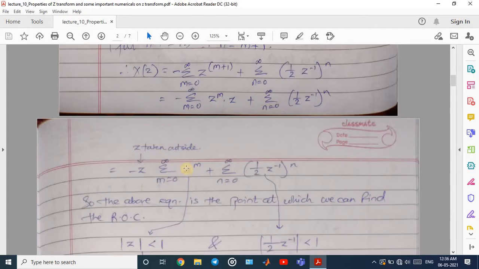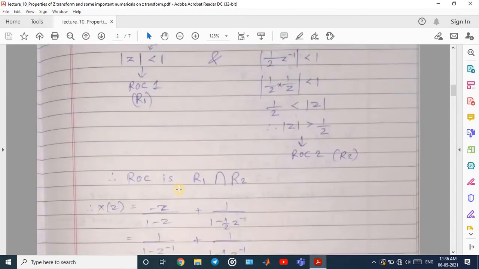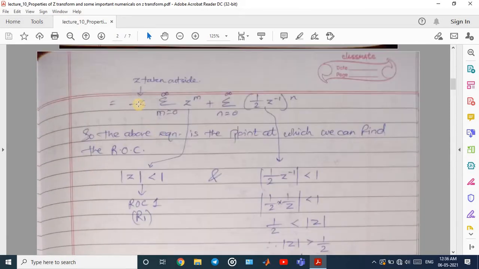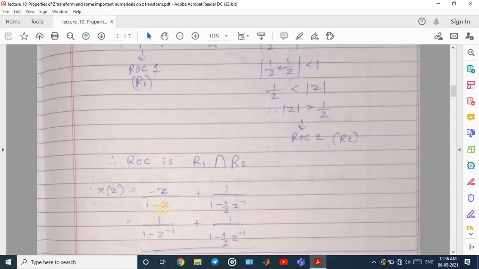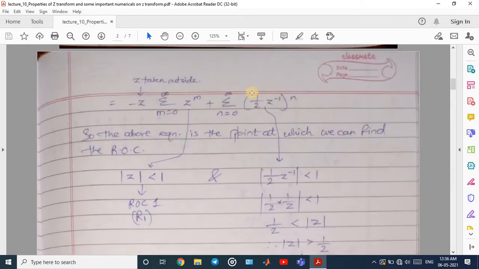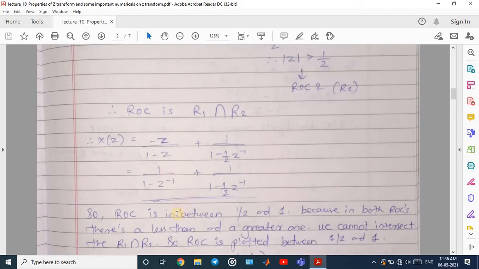This term is alpha, this term is alpha, and this term is alpha. Just write down 1 upon 1 minus alpha. So minus z upon 1 minus z. Minus z is this one, outside. And 1 upon z means 1 upon a, 1 minus a, and plus 1 upon 1 minus half z inverse. So this is a. This is the solution. You can also simplify it.